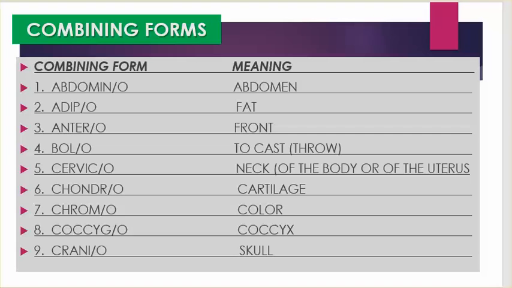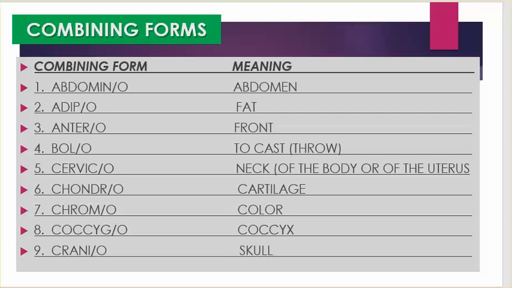Anyway, combining forms. Abdominal means abdomen. Adipo means fat. Antero means front. Bolo means to cast or throw. Cervico means neck of the body or of the uterus. Chondro means cartilage. Chromo means color.